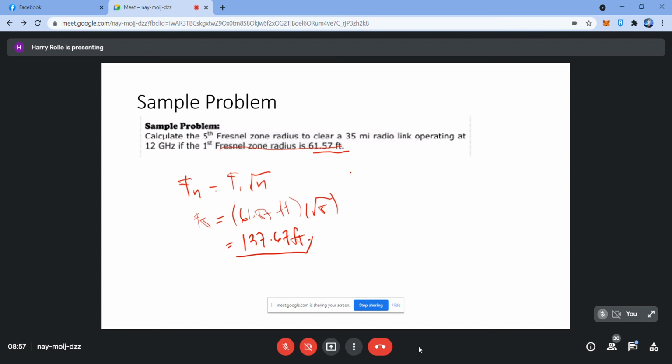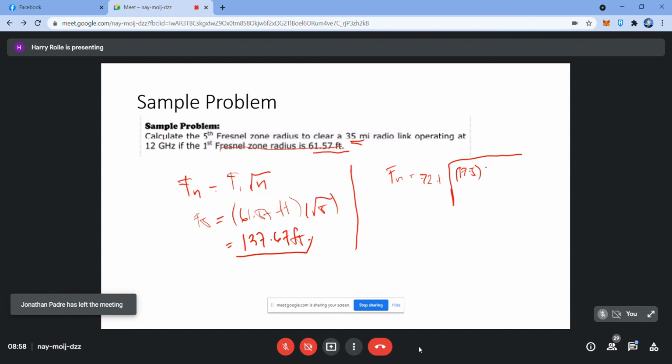You could take the midpoint of the 35 miles distance. So, pwede nyong gawin, kukunin mo yung Fn is equals to 72.1 square root of yung distance natin which is 17.5 miles. Kasi gitna eh. 17.5 miles all over the frequency which is 12 gigahertz, multiply it by the distance of 35 miles.